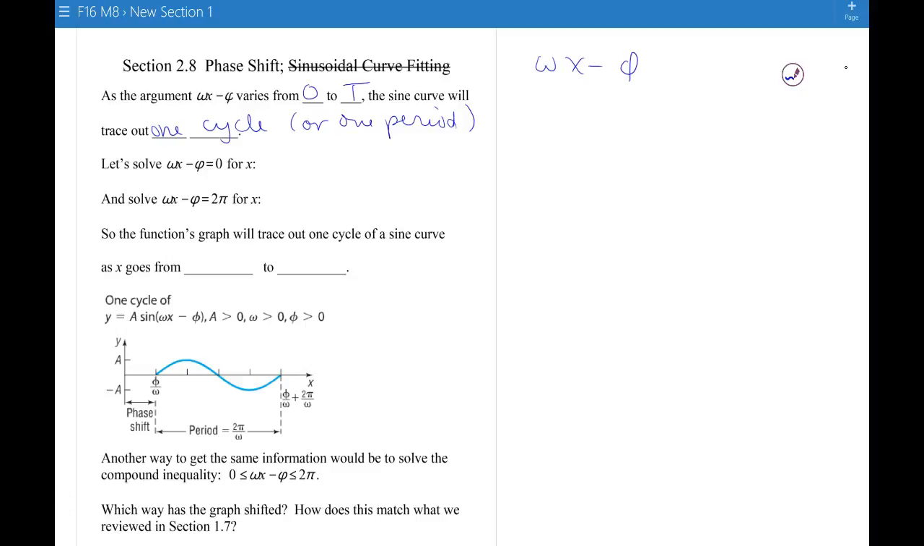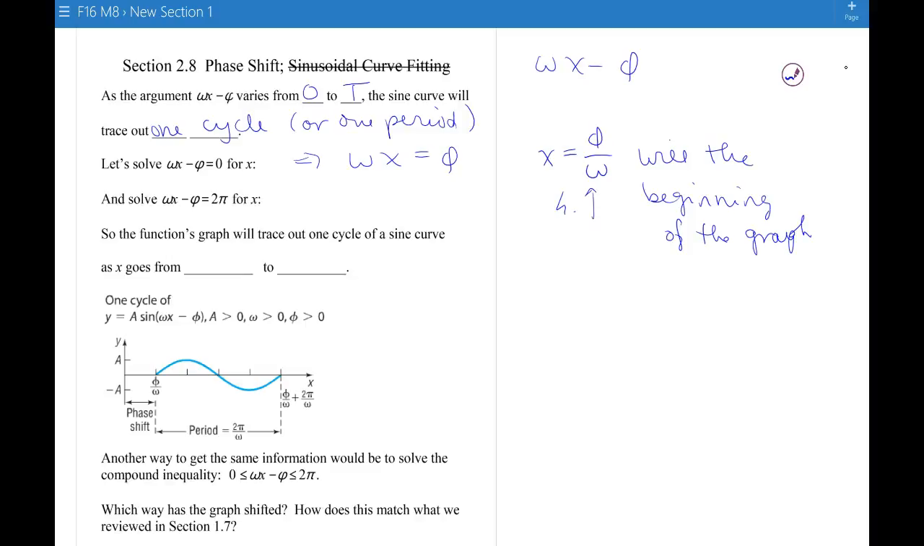So let's solve omega x minus phi equals 0 and solve that for x. So that means get the x by itself on one side. So we'll have omega x equals phi. And so when x equals phi over omega will be the beginning of the graph. So the graph used to start at 0. Now it's going to start at x equals phi over omega. So this is the horizontal shift.